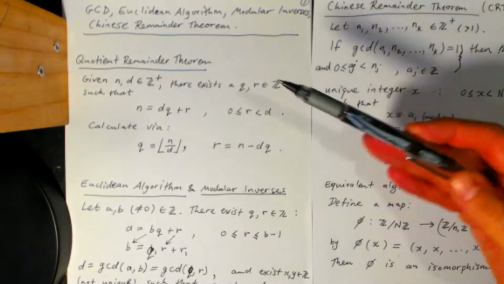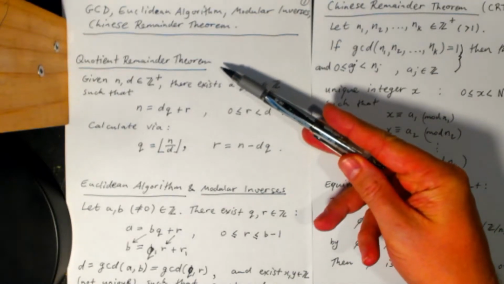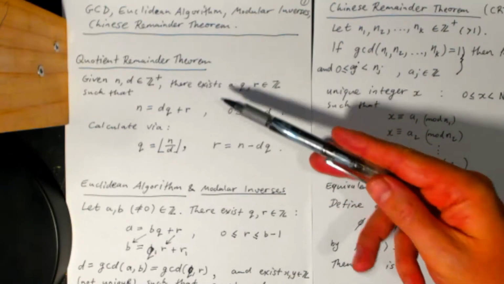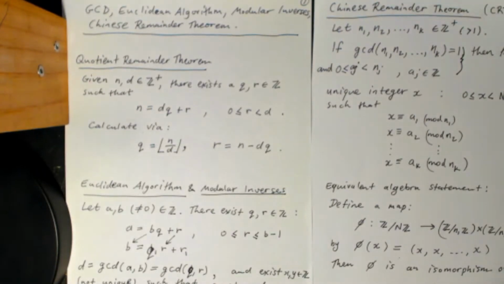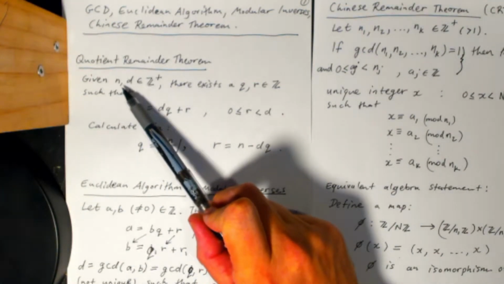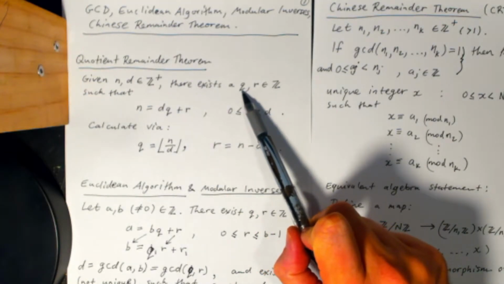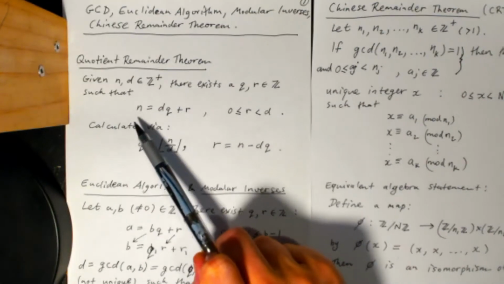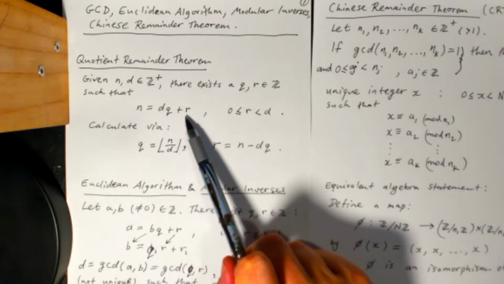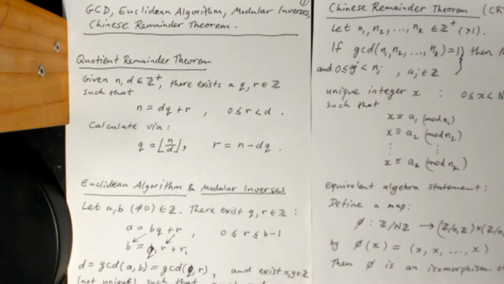Okay, so this is just an overview here. First we have the quotient remainder theorem, which we use in order to calculate the GCD using the Euclidean algorithm. And that says, given positive integers n and d, there exist a quotient and a remainder that are integers such that n is equal to d times q plus r, where r is between 0 inclusive and d but less than d.